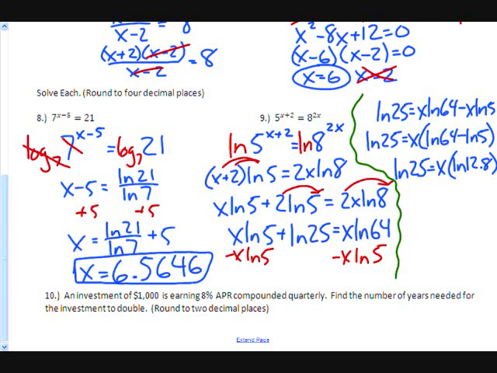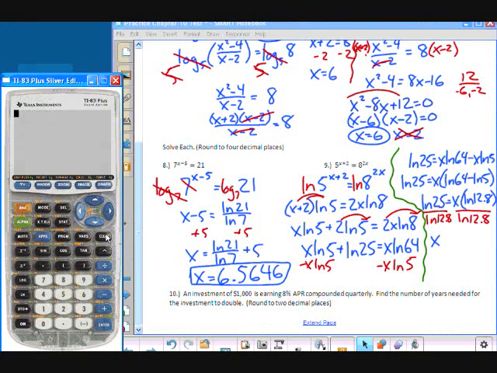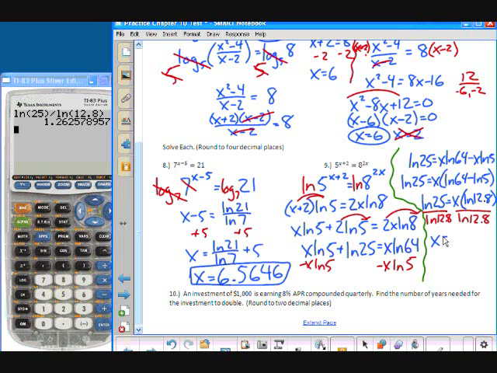All right, so now here I'm going to divide each side by the natural log of 12.8. So I'm going to find out that x equals, and I'll just have to plug this into my calculator, the natural log of 25 divided by the natural log of 12.8. So it turns out that x is going to equal 1.2626, again to 4 decimal places. All right, so that's what we get when we plug this into the calculator.